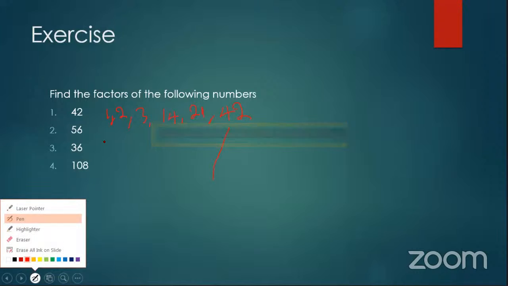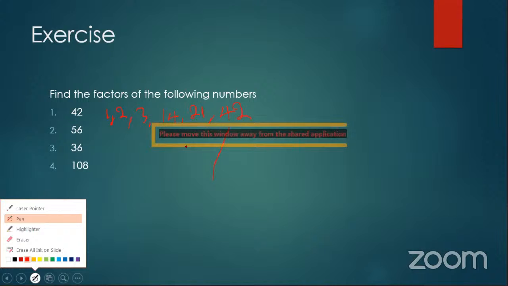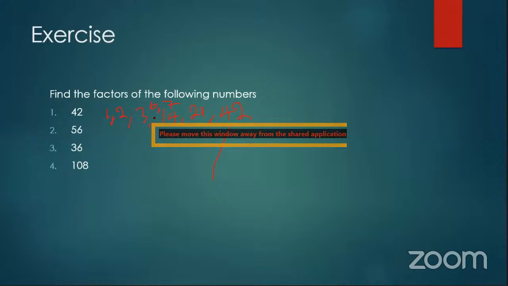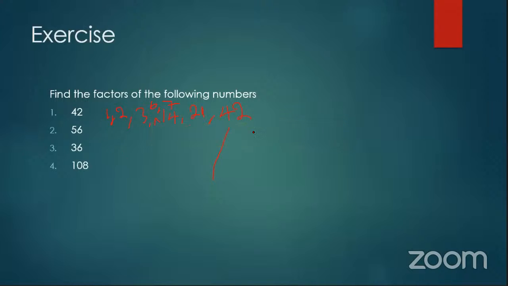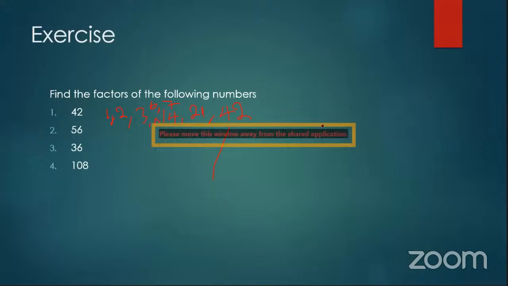Excuse me, you're missing some in number 1. We are missing something on number 1. It's 1, 2, 3, 6, 7. You're missing 6 and 7. Okay, we have corrected that. Yes, we have written it, 6 and 7.